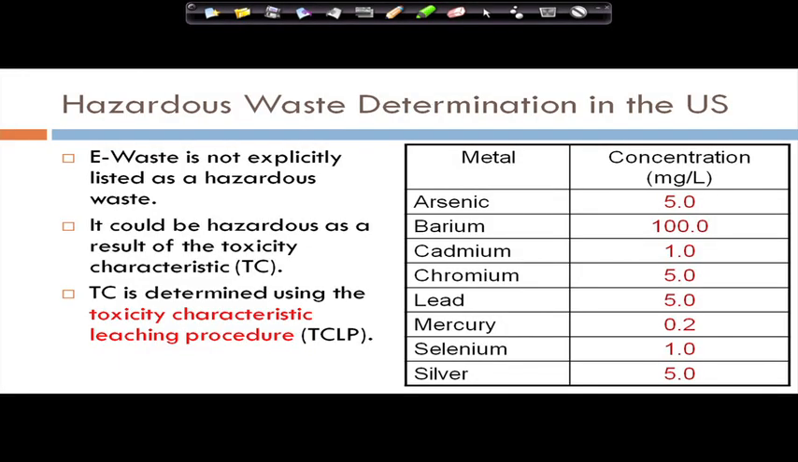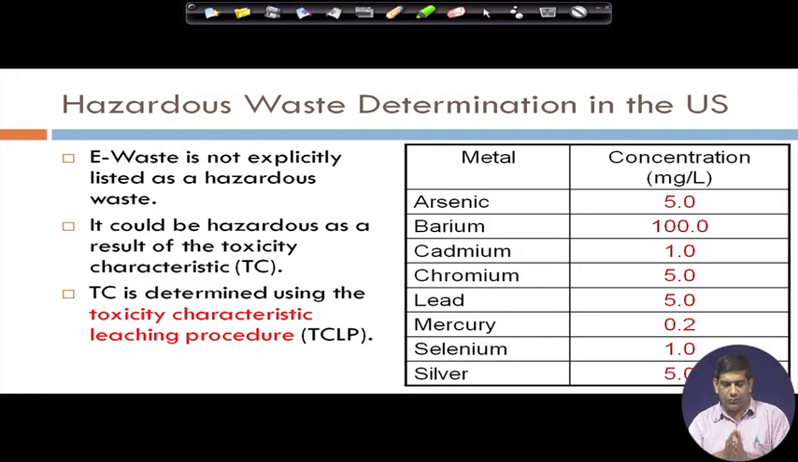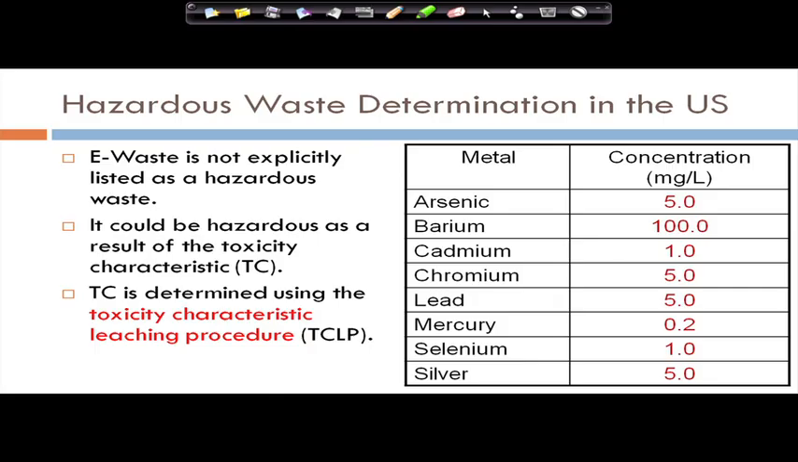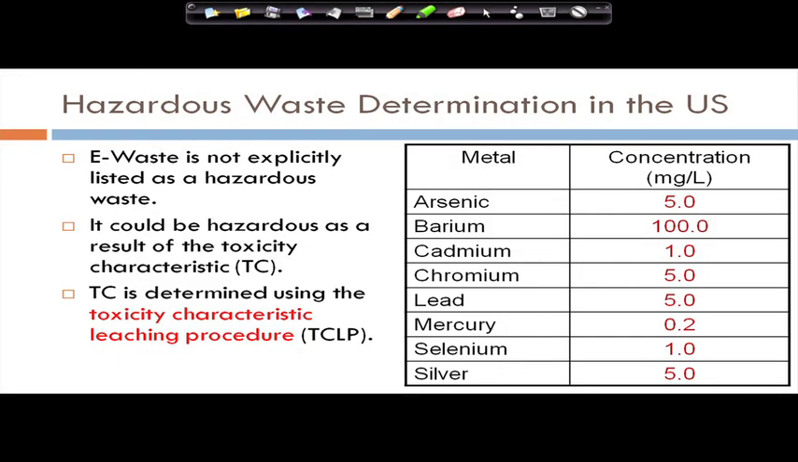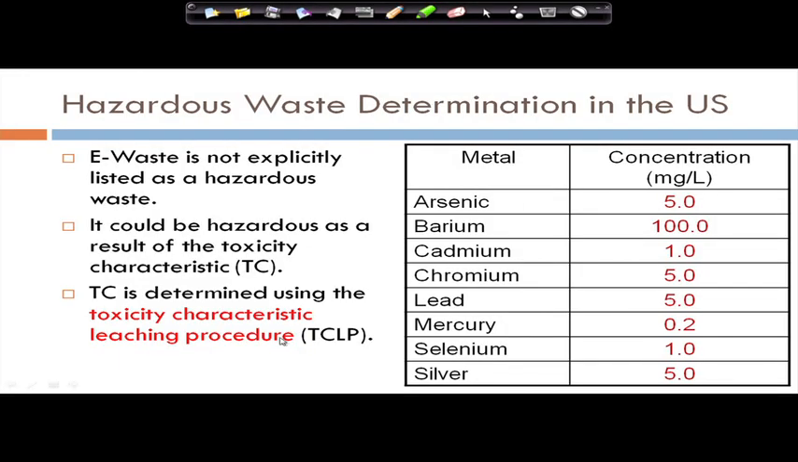On hazardous waste determination, you saw this slide earlier probably. E-waste is not explicitly listed as a hazardous waste. It could be hazardous as a result of the toxicity characteristic. The toxicity characteristic is determined using the TCLP test. You do the TCLP test and compare the result to the standard. Some example standards are shown here for arsenic, barium, cadmium, chromium, lead, mercury, and so on. You can then compare with the standard.